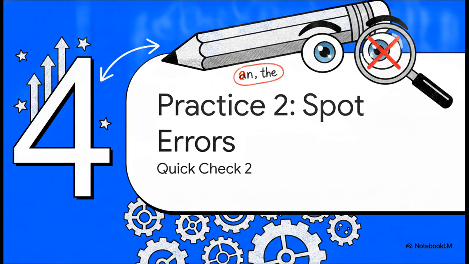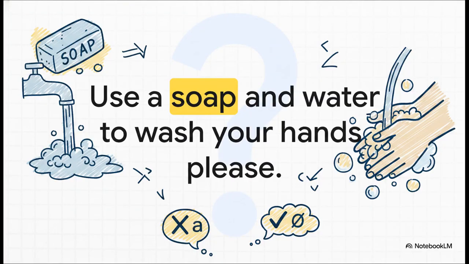On to Section 4, practice. Spot the error. Ready to level up? We're moving from just filling in blanks to actively playing editor. Here's your first sentence to fix. Use a soap and water to wash your hands, please. There is an article in there that simply does not belong. Can you spot it? Take a second.